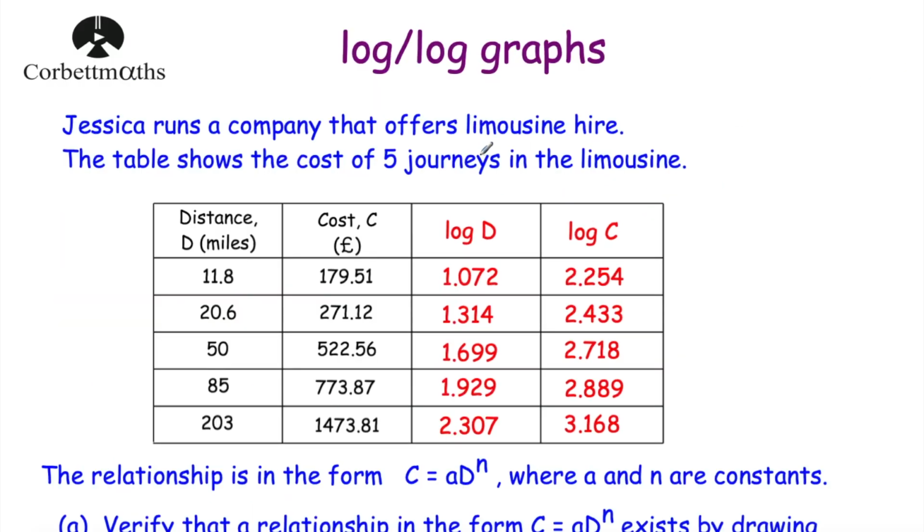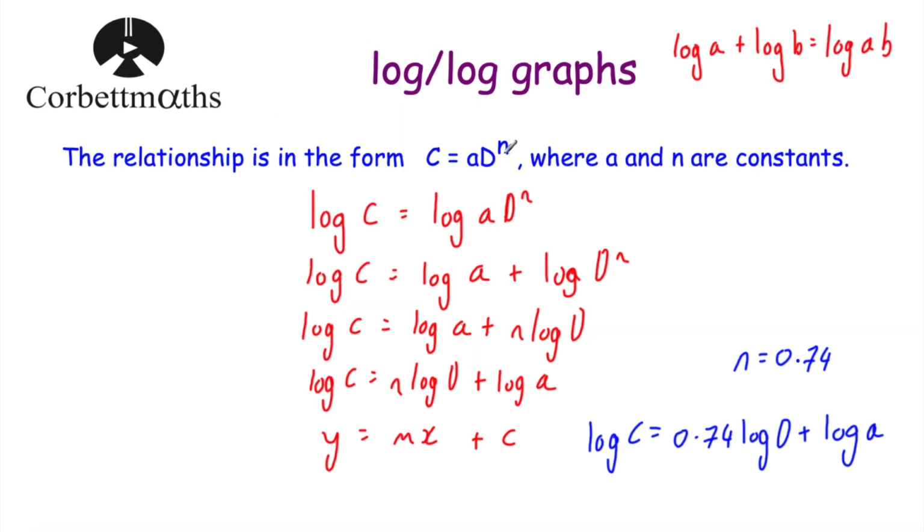So in this video, we've been looking at log-log graphs. We've looked at these exponential relationships and how we could draw a log-log graph, and if that's a straight line, then we know that the exponential relationship exists. These questions are very common on the GCSE Further Maths paper, where you'd be given two variables and asked to verify that this relationship exists. What you would do is take the logs of both sides of that relationship and then use your laws of logarithms to rearrange it into a form that looks similar to y equals mx plus c.